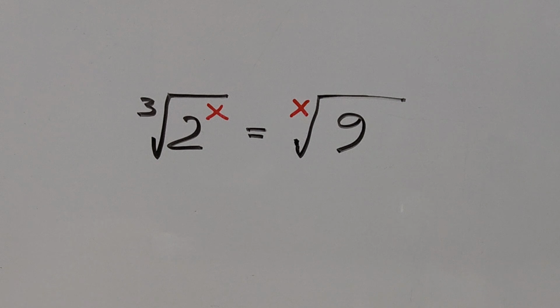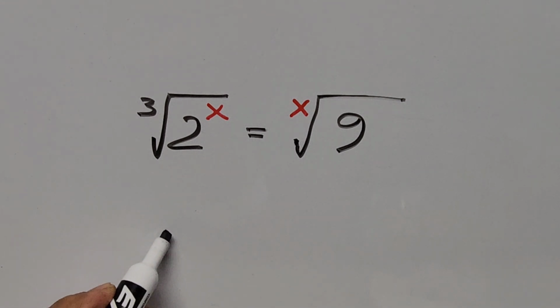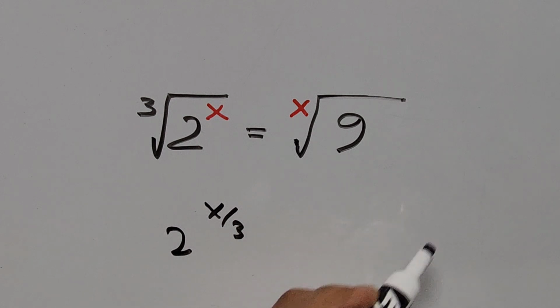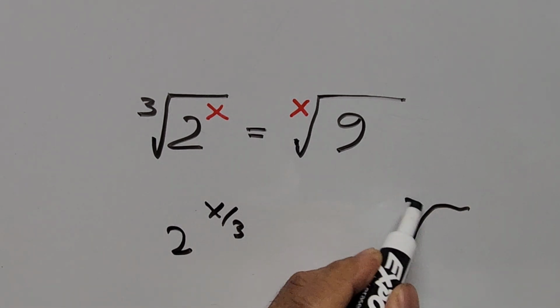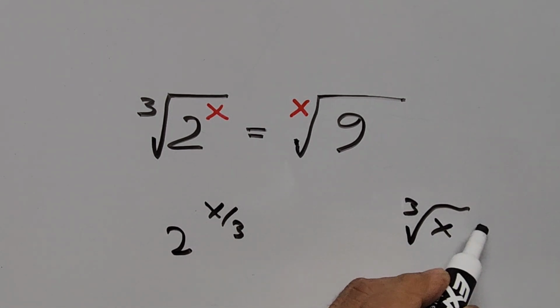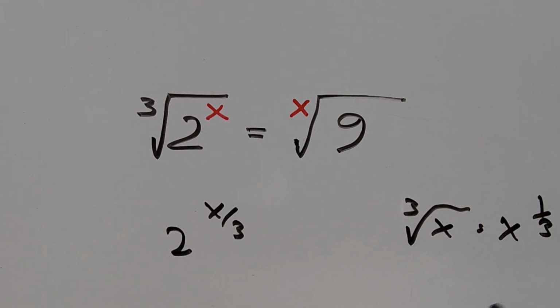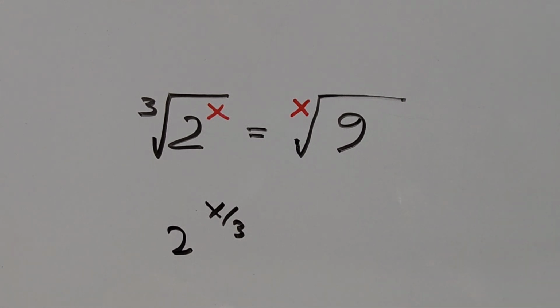So we have the left hand side now written as 2 to the power of x over 3, right? Since the cube root of a number x is written the same way as x to the power of 1/3. So now our right hand side is written the same way as 9 to the power of 1 over x.